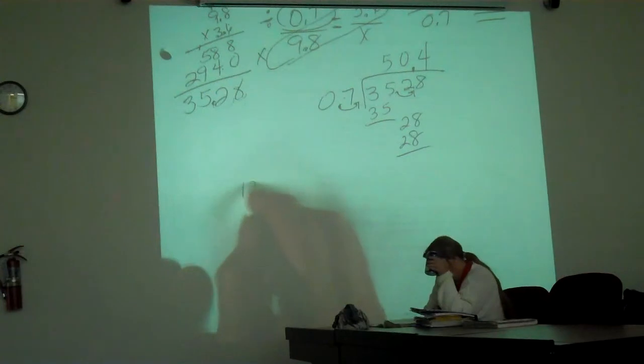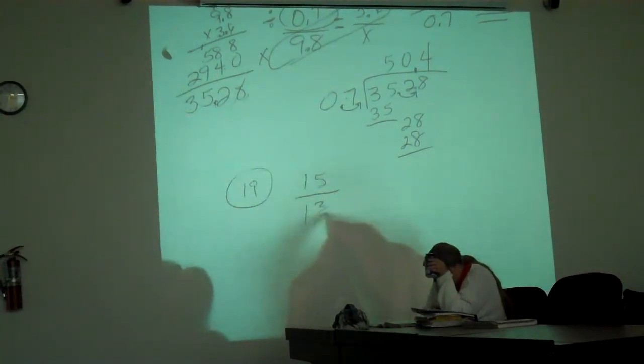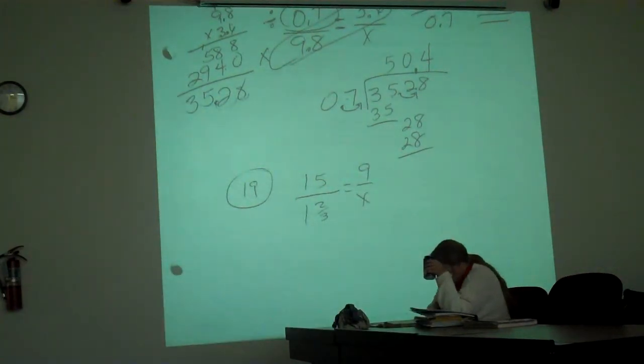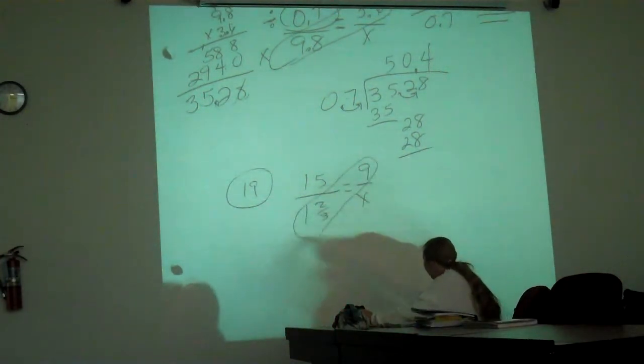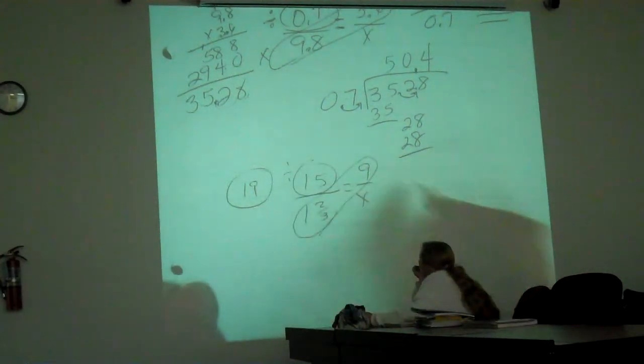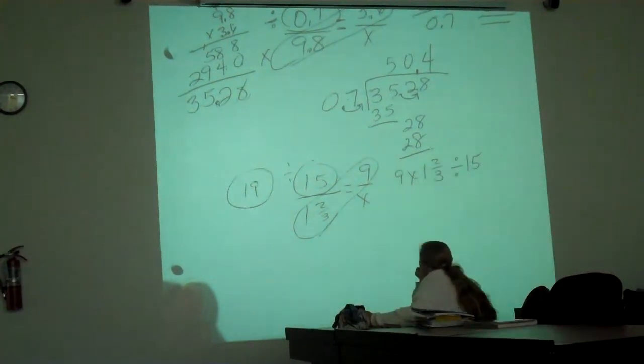Number 19 says 15 over 1 2/3 equals 9 over x. So what do we multiply? These two, right? And then we will divide by that. So we're going to do 9 times 1 2/3, and then we're going to divide by 15.